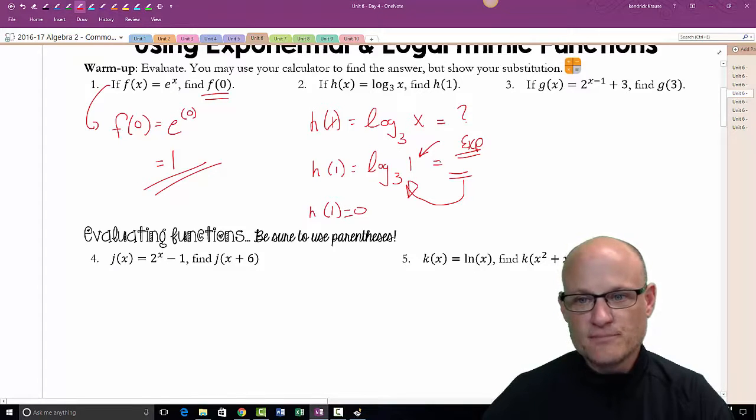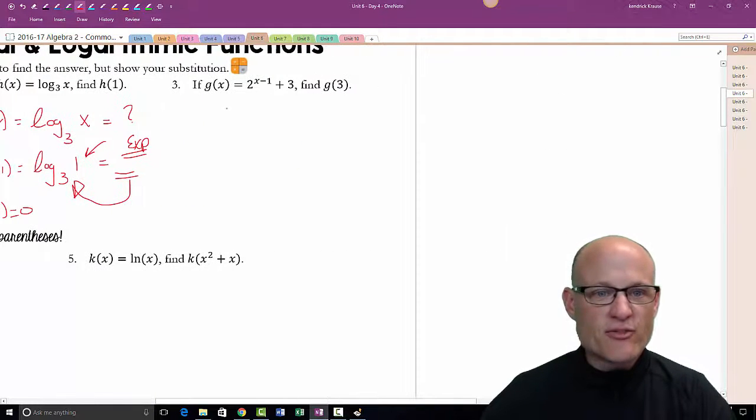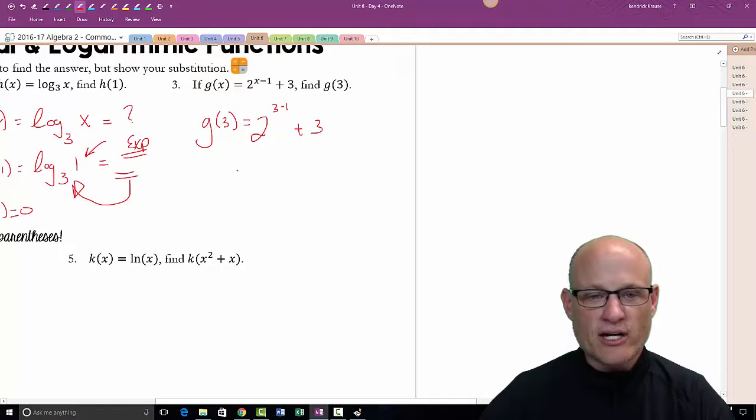Moving on. g of 3 is equal to 2 to the 3 minus 1 plus 3. We don't need our calculator. We don't need our stinking calculator. This is 2 squared plus 3, which is just 7.